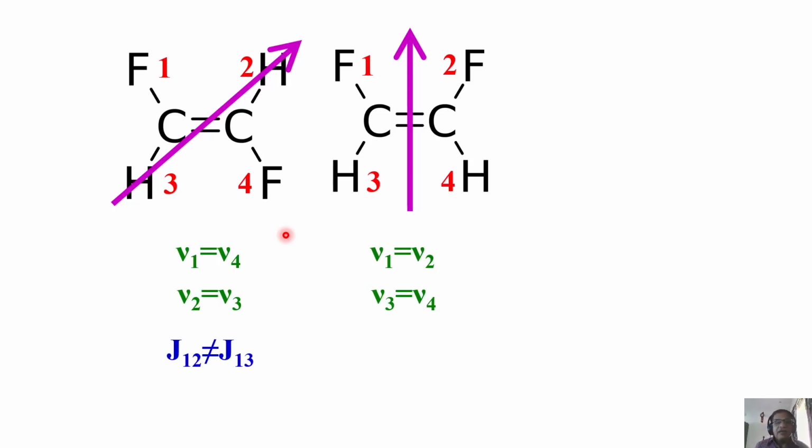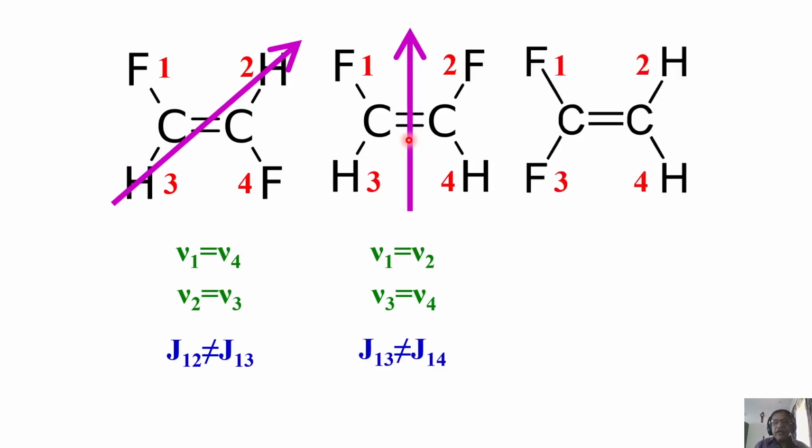Similarly, proton 3 is chemically equivalent with proton 4. So, fluorine NMR gives you only one peak for these two fluorines. Similarly, proton NMR will give you only one peak for these two protons because of chemical equivalence.